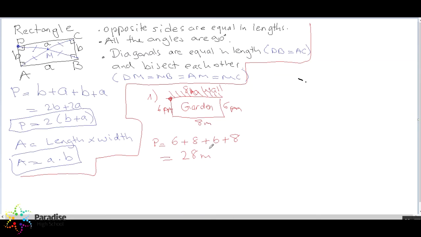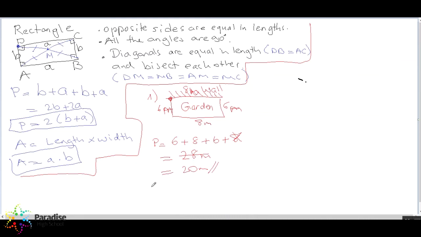Is it correct? Absolutely not. Why is that? Because one side is wall. He doesn't need a fence here. So he needs the fence on the three sides. So this 8 is useless. We don't use that 8. So the answer is wrong. That's going to be 14, 20 meter. So he needs 20 meter of material.